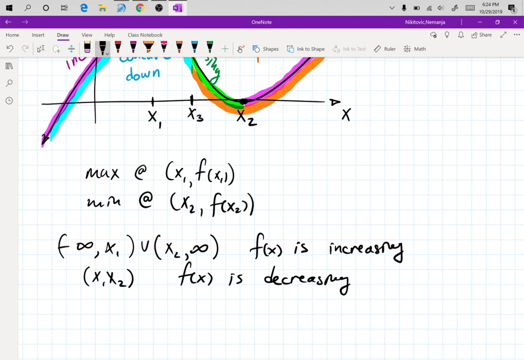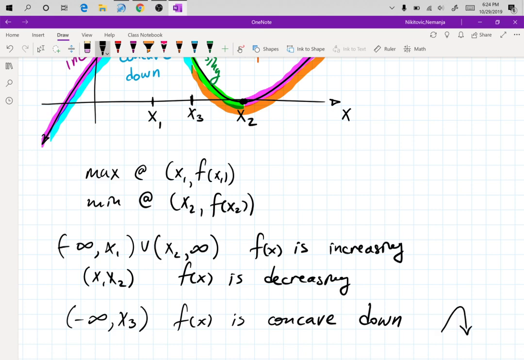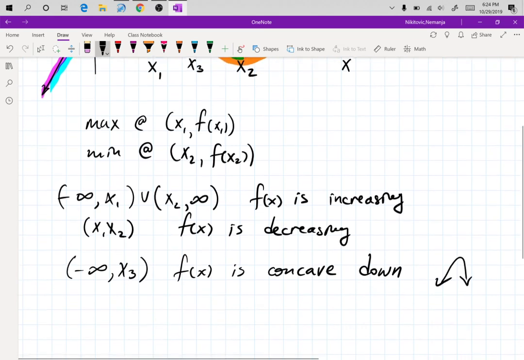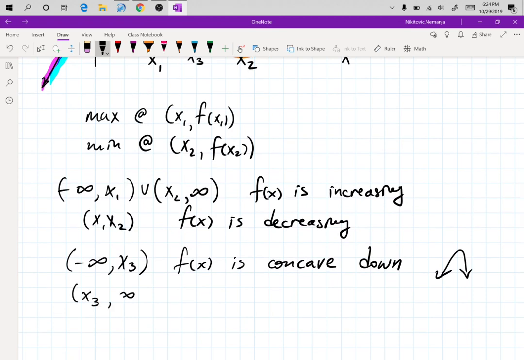So now we also have negative infinity to x3, and that's when f of x is concave down, and concave down means it looks like that. And then from x3 to positive infinity, f of x is concave up, meaning it looks like that. So concave up holds the water, concave down spills the water, if you're thinking about a cup.